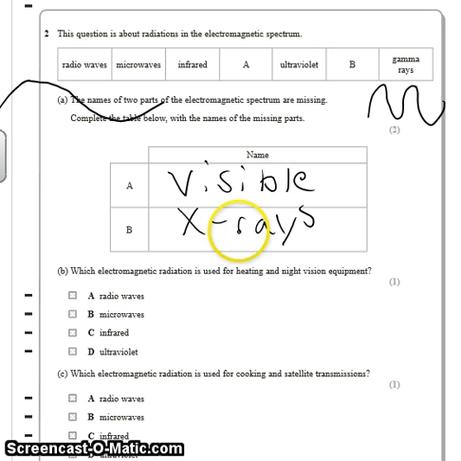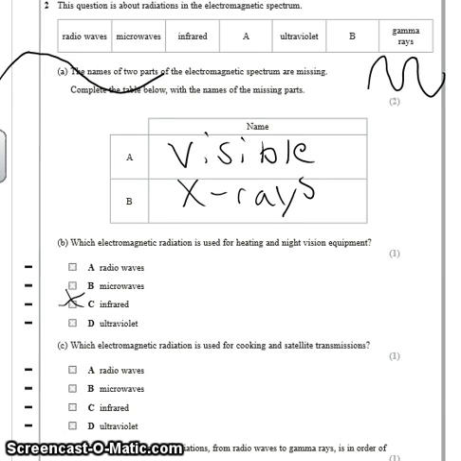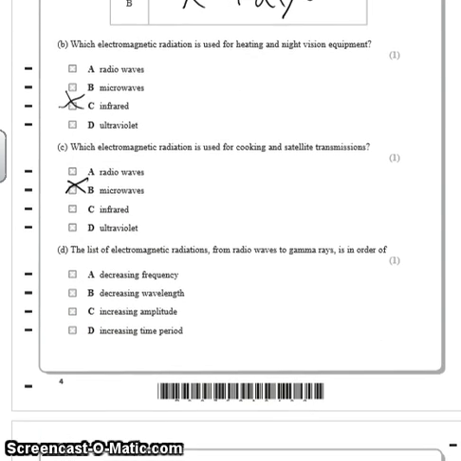Which EM radiation is used for heating and night vision? Well, infrared waves are the ones that are associated with heat waves. Which are used for cooking and satellite transmissions? Well, microwaves, as in a microwave oven, and in mobile phone signals.